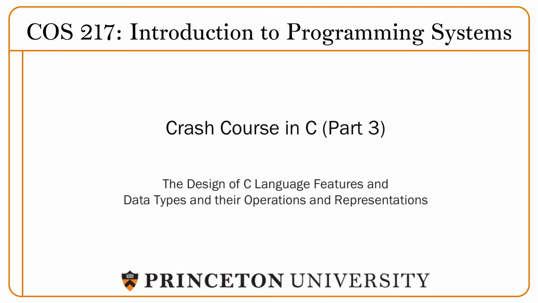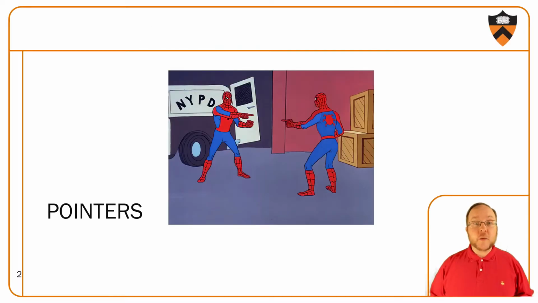Welcome back to COS 217 lecture. This is the third of the crash course lectures in the C language. This time we have something truly new versus what you've already seen in Java, pointers. And then later we'll cover arrays and strings, both of which Java has, but C's are way different. Pointers are fundamental to the C language.